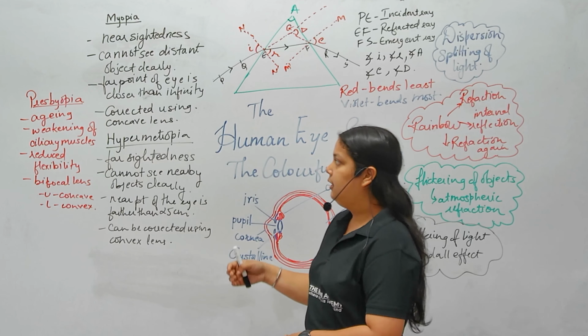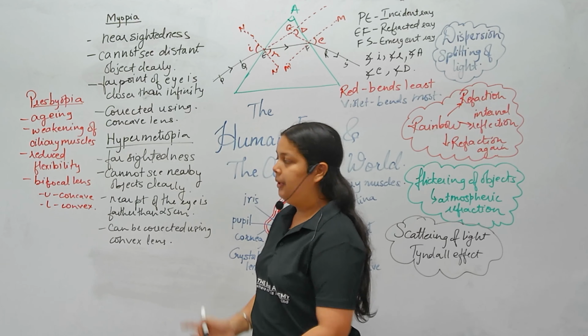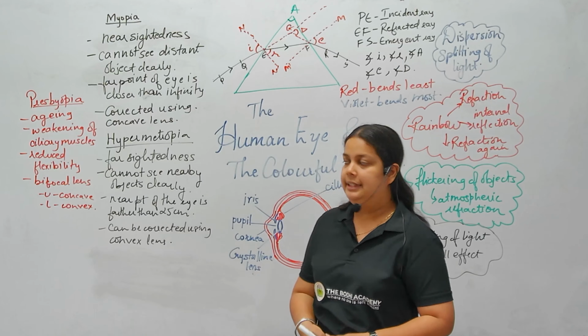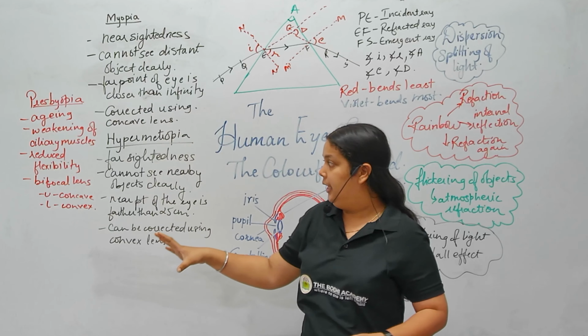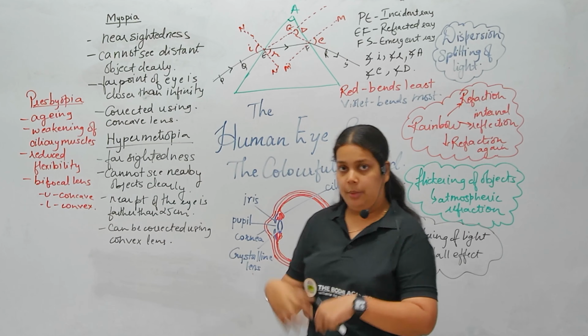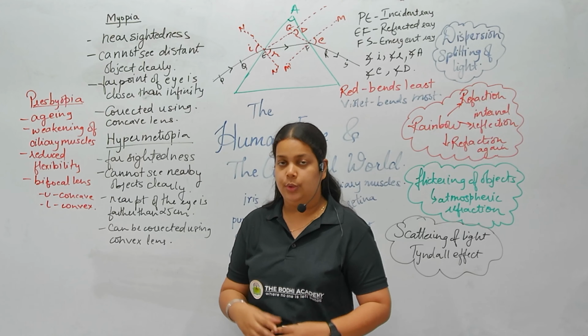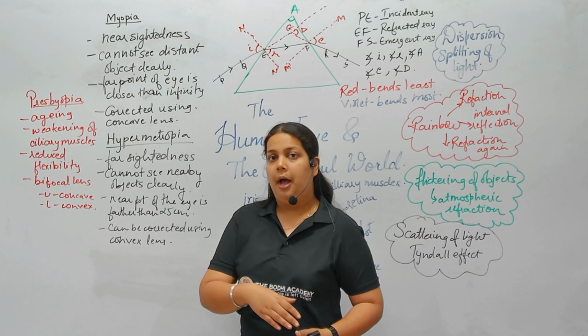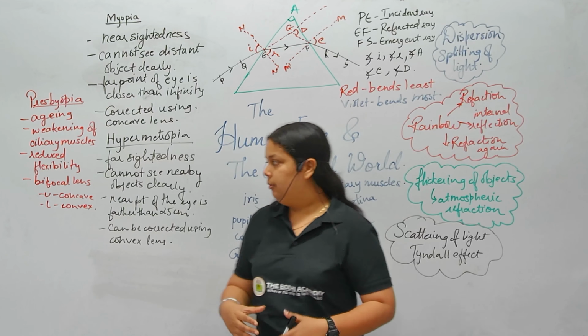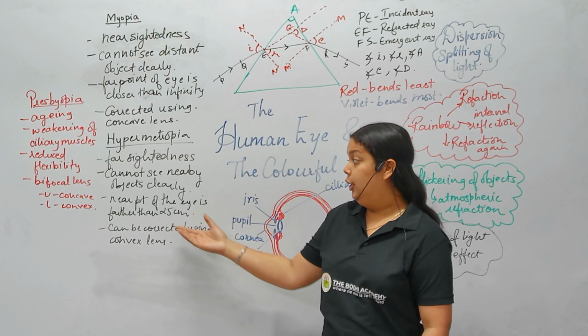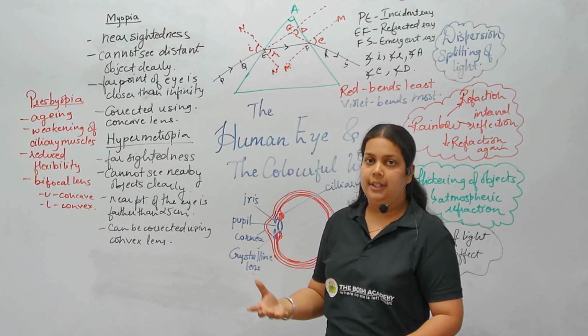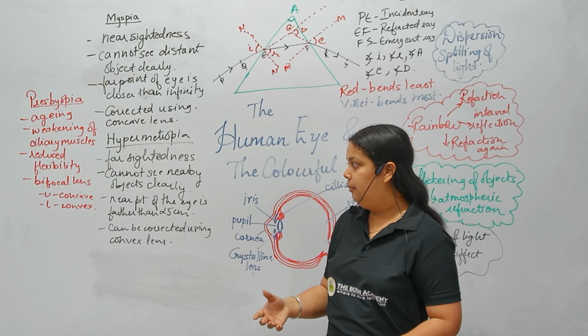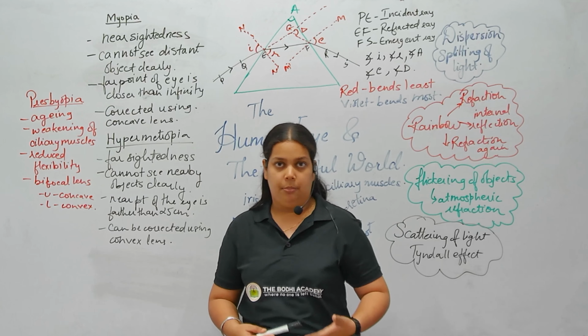So the next defect is hypermetropia, which is known as farsightedness. It is exact opposite of myopia. So you cannot see nearby objects clearly in this case. The image is formed after the retina. So the near point of the eye is further than 25 centimeter, and because of that you cannot see the nearby objects clearly.